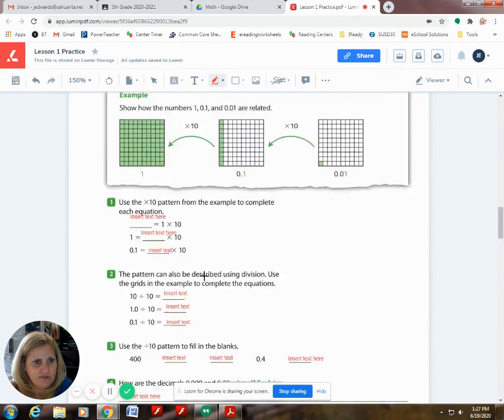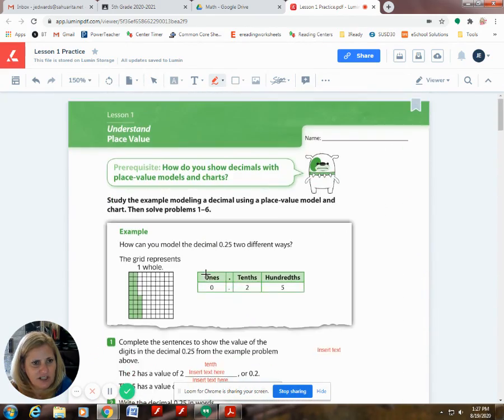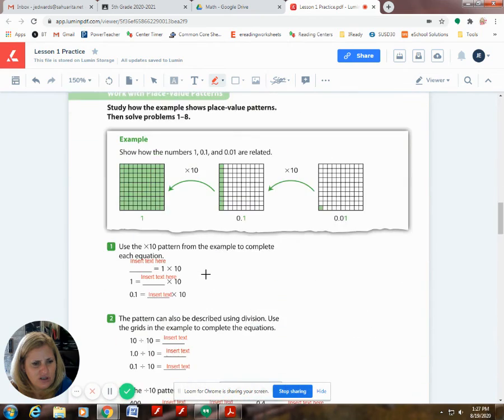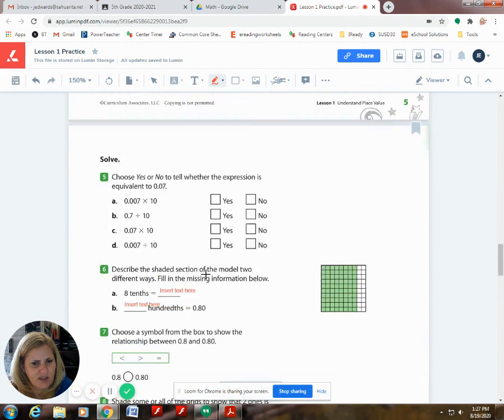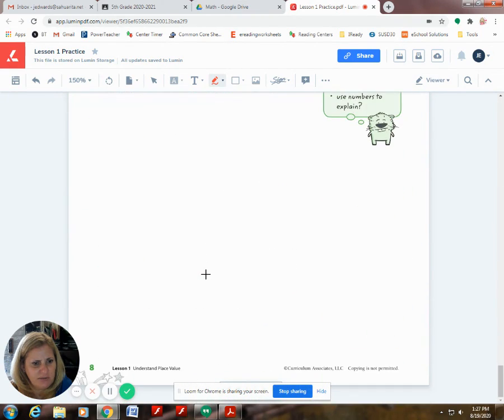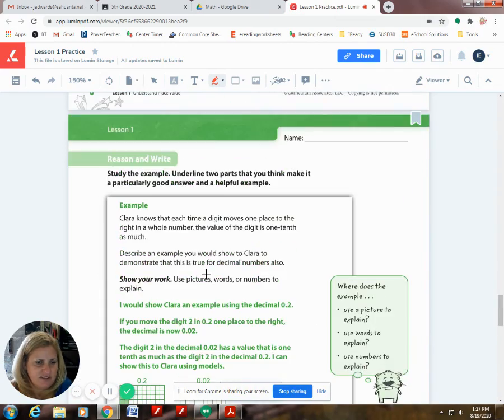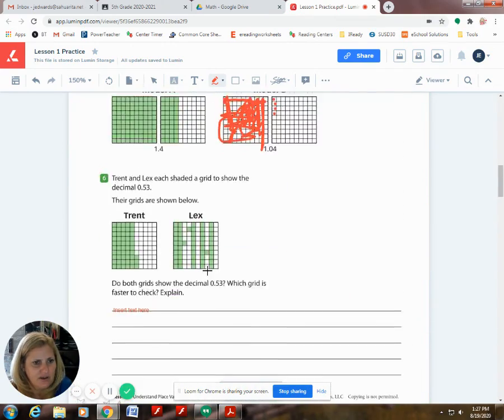So you're responsible for doing the rest, starting on page 5 and going all the way to page 7, I believe, or 8. Yeah, 7 doesn't really count because it's just an example.